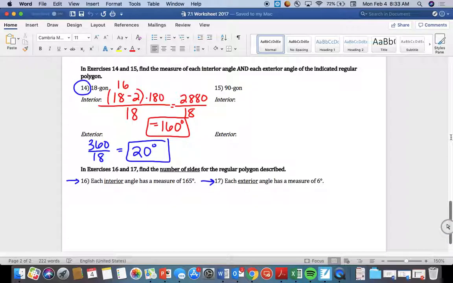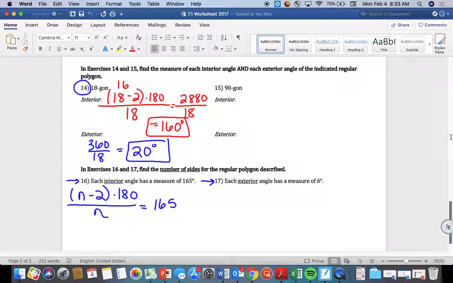So 16 says each interior angle has a measure of 165. So they're saying, whatever n is, after you plug it into your n minus 2 times 180 and divide by how many angles it has, so the top of the fraction is the total, the bottom of the fraction is how many angles it has, I don't know what n is, but I know that number is going to come out to be 165. So this process is going to work exactly the same as the notes. If you have the notes in front of you, the only thing that changed is instead of a 156, now it's a 165. But it's literally the same process.